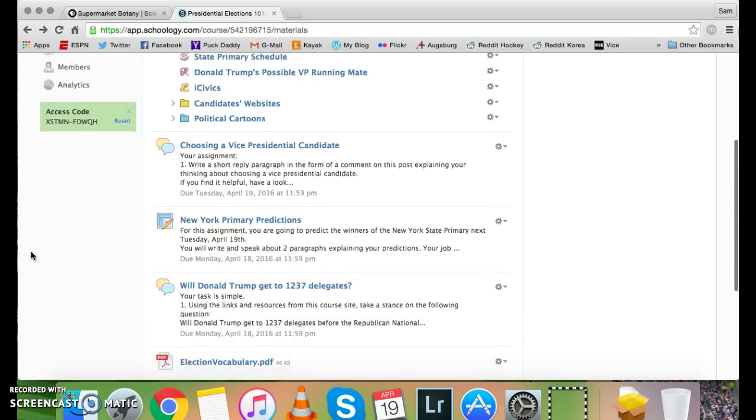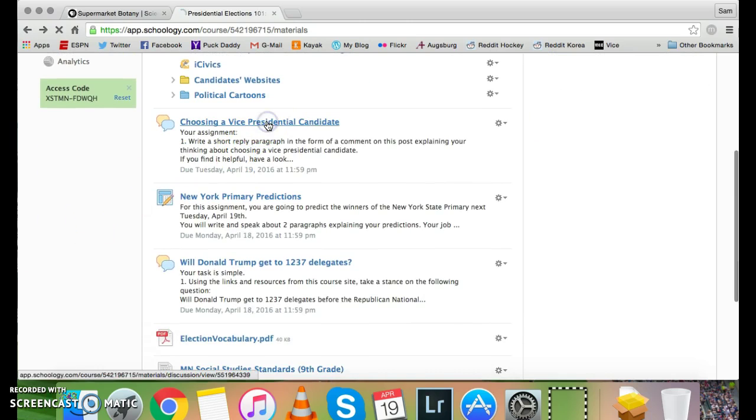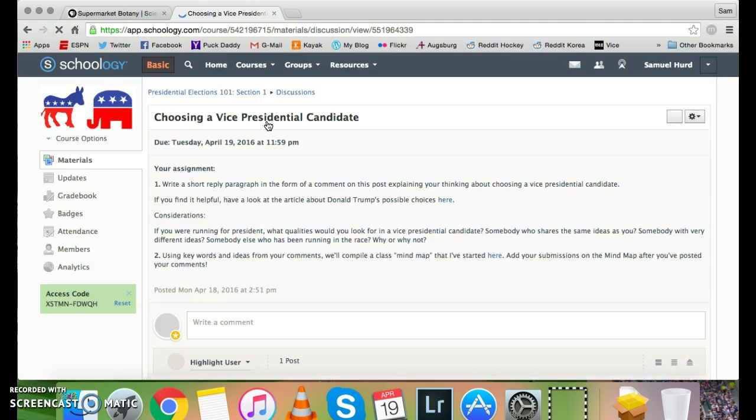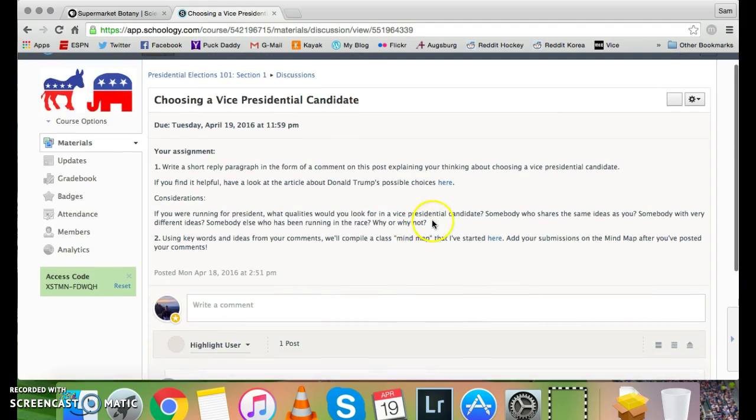One of the first assignments I put on here was choosing a vice presidential candidate, excuse me. And there were a few components to it. The first one was to just reply in the form of a comment. I said some considerations that I wanted them to think about for this activity were what qualities we look for in a vice presidential candidate.